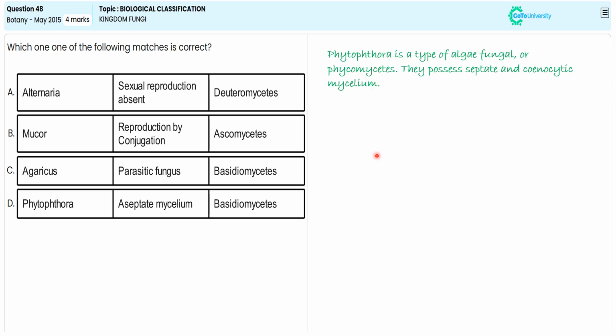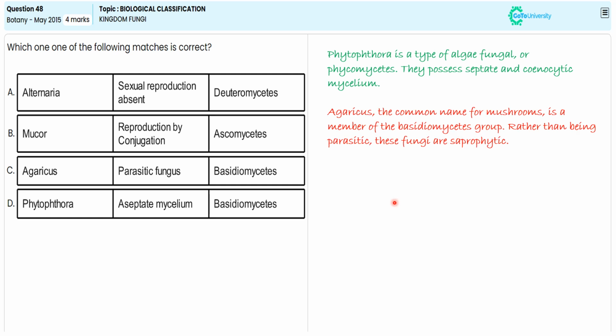Why? Because Agaricus is the common name of the mushroom, a member of the Basidiomycetes group. Rather than being parasitic, these fungi are saprophytic. A form of the fungus called Mucor is found on plant leaves and soil. They are sexually reproduced and fall within the Phycomycetes category. That is the reason why we are avoiding option B.